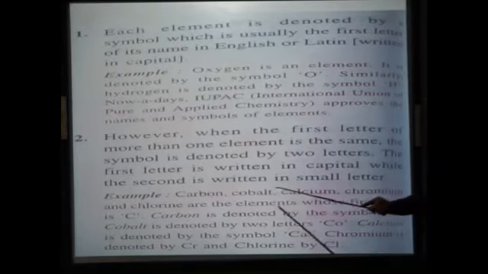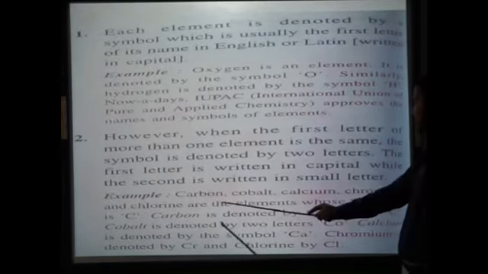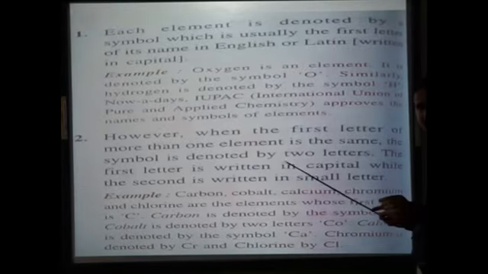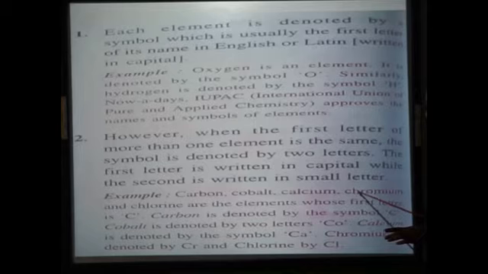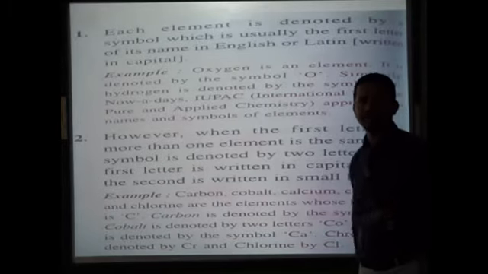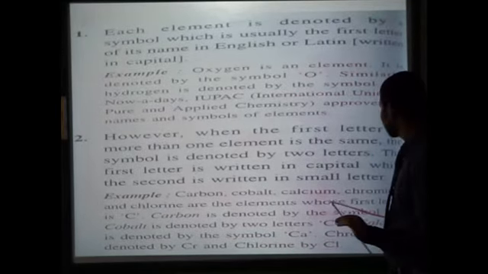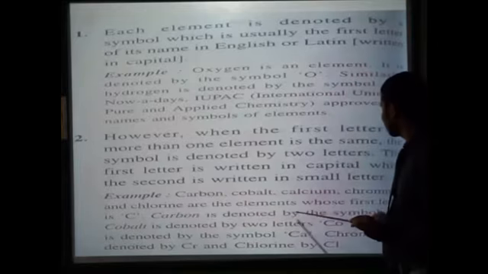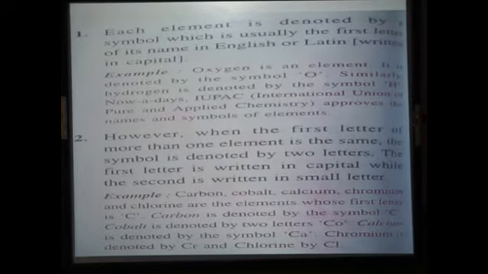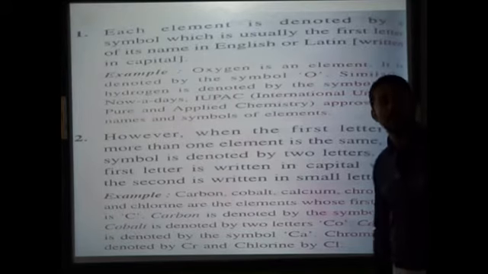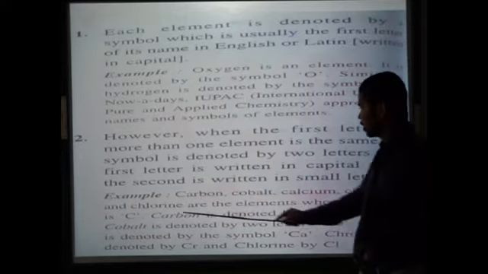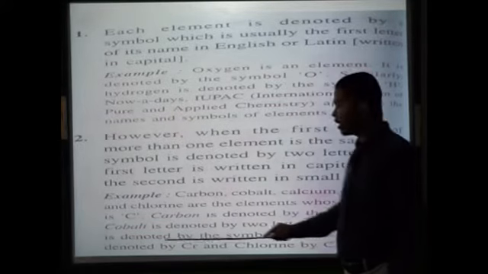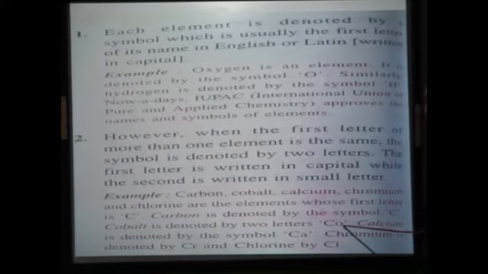Example: carbon, cobalt, calcium, chromium and chlorine. You can see these 5 elements. First letter is C only. Carbon, cobalt, calcium, chromium, chlorine, all are starting with the letter C. Carbon is denoted by the symbol C. Now, a single letter C is given for carbon. That means it cannot be used for other elements. Then cobalt is denoted by two letters: capital C and small o. Capital C, small o for cobalt.